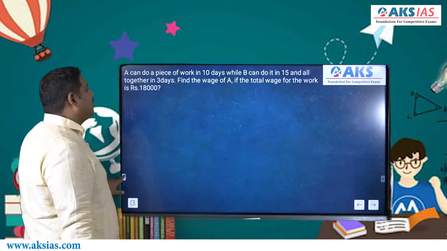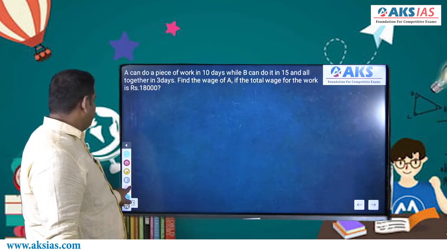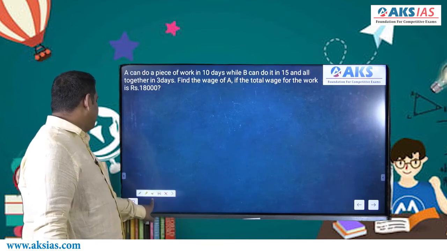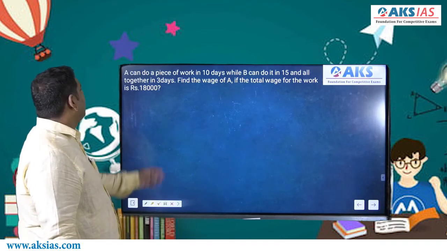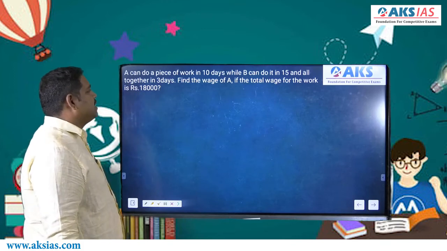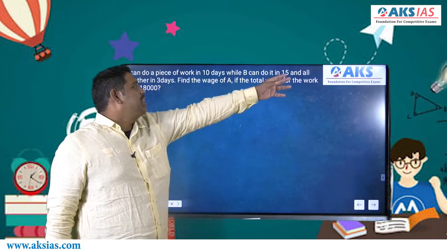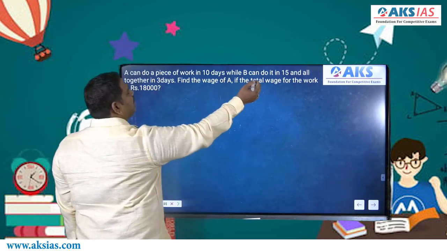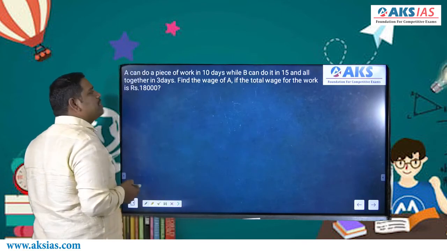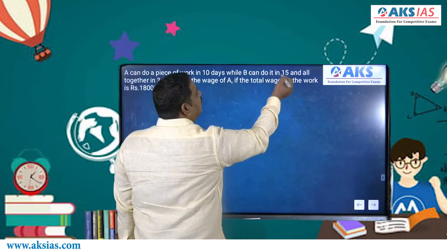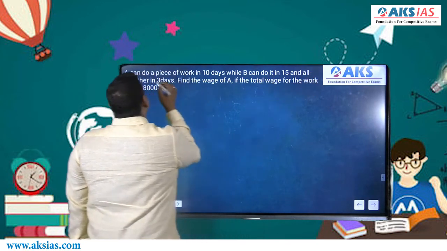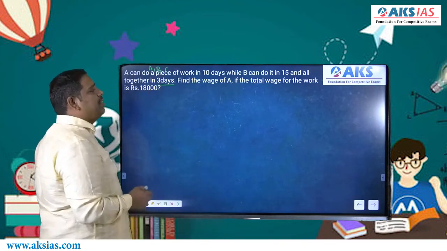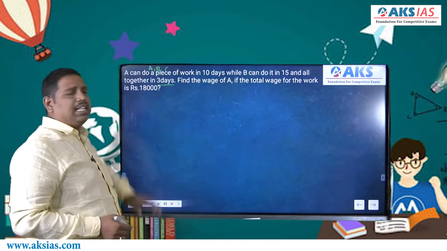A can do a piece of work in 10 days, while B can do it in 15 days. And now what he is asking is, in how many days? All together in 3 days. Find the wage of A if the total wages for the work is 18,000 rupees. So all together means C is also there. A can do it in 10 days, B in 15 days, all together, that is A, B, C, in 3 days.